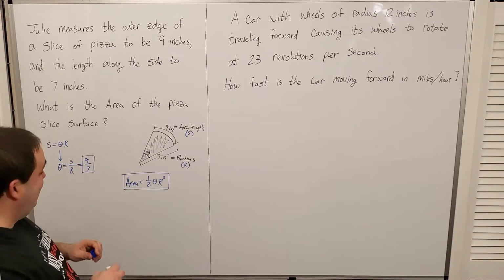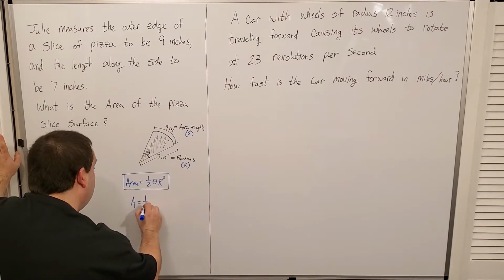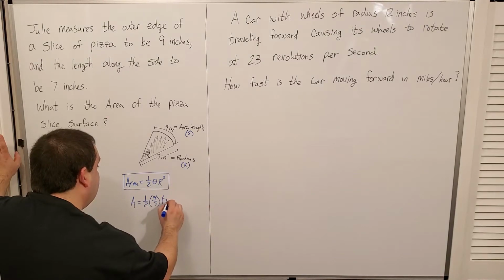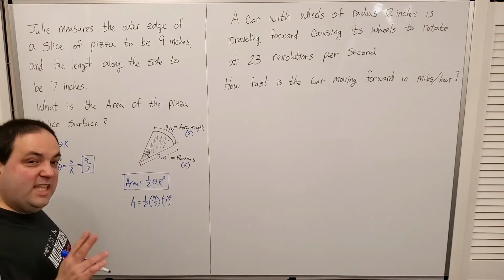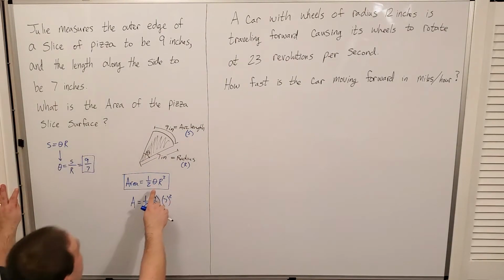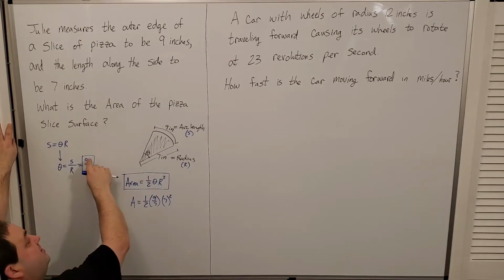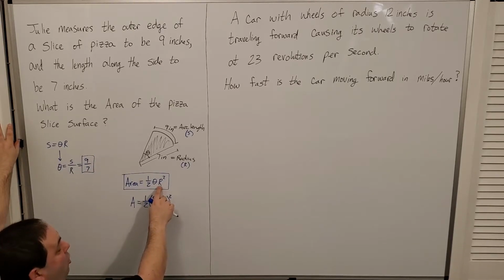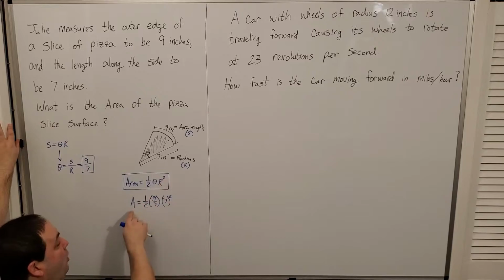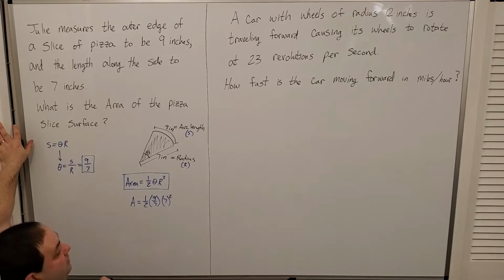Area then is equal to 1/2 theta, which is 9/7, and my radius is 7 inches, squared. Okay, now notice the units. Theta, being in radians, is unitless. This is inches divided by inches, no units. And then r is in inches, but it's squared, which should give you square inches. And that's exactly what area should be measured in.